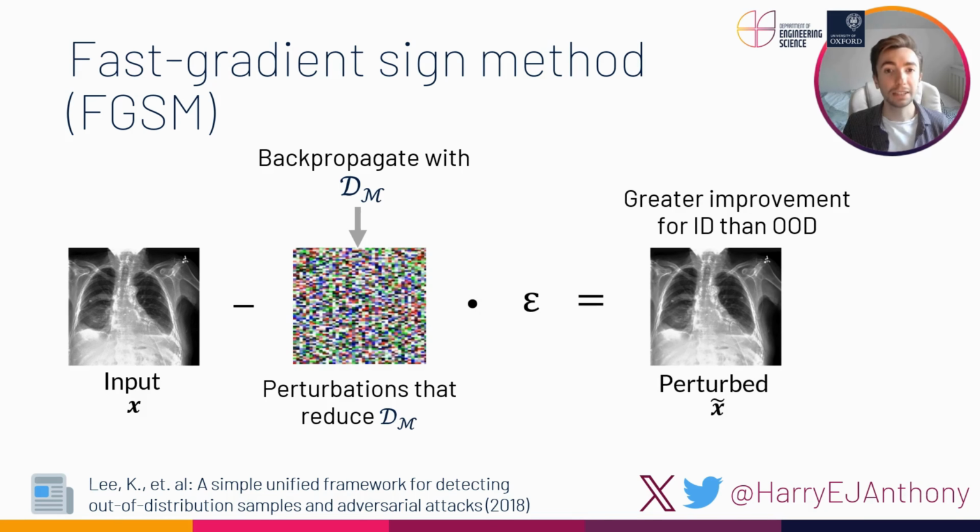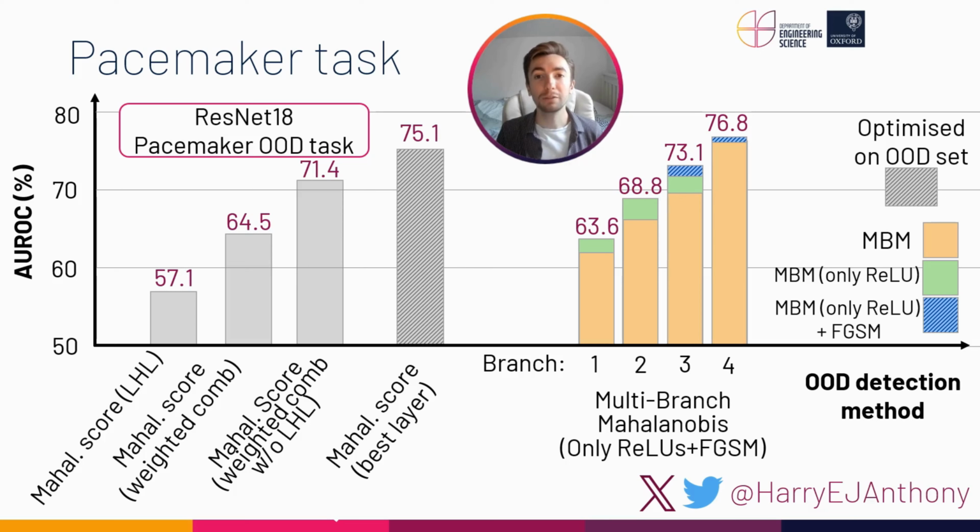We multiply this by a scalar hyperparameter epsilon to get a perturbed image. And it's been seen empirically that the rate of change of Mahalanobis score for a perturbed image is greater for an ID image than an OD image. So this can improve the separability between the two. And we see that applying fast gradient sign method on the multi-branch Mahalanobis, we get a further improvement in the AUC. However, again, we've got that parameter epsilon, which needs to be optimized on an external OD dataset. And so therefore, we're going to highlight this method to represent that this is going to be an optimized score.